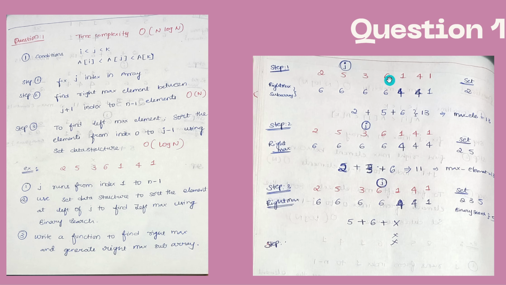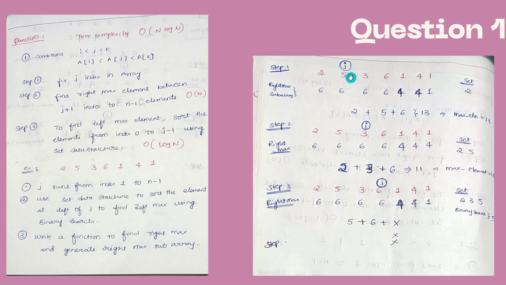Again, 6 is greater than 4, so edit the right max element with 6. Then 3 and 6, 6 is greater, so the right max element is 6 only. 6 and 5, 6 is the right max element. In that way you have to create the right max subarray. The right max subarray is created like that. Now your j is over here, and your i is over here.